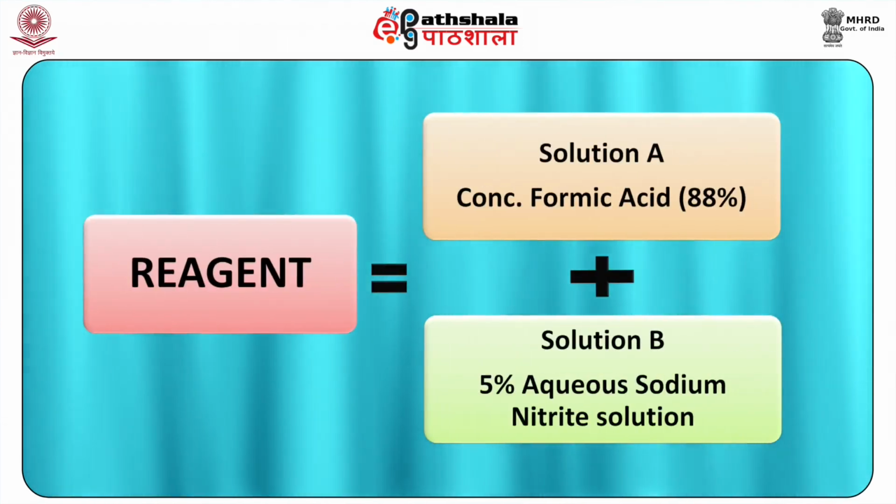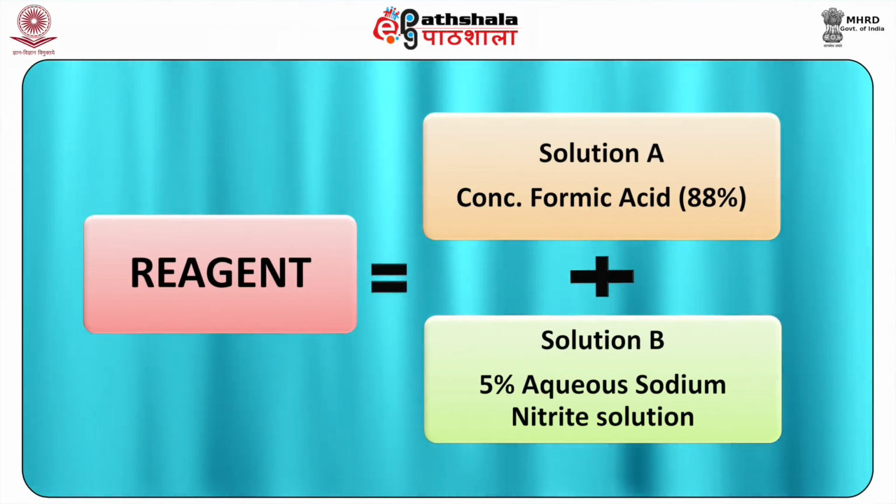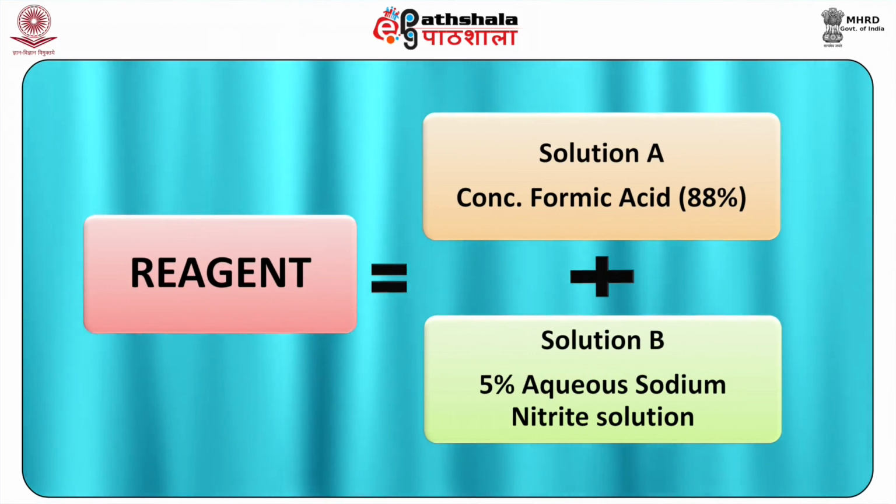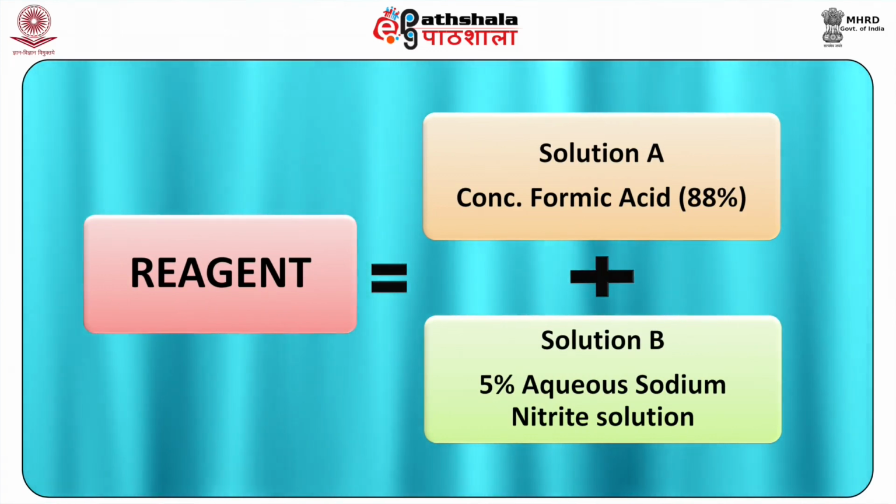Next comes the Fischer-Morris test. For preparation of reagent, reagent A is concentrated formic acid and reagent B is 5% aqueous sodium nitrite solution. 5 drops of reagent A and 3 drops of reagent B are added to the sample. After 2 minutes, 15 drops of chloroform are added and the color of the layers is observed. Heroin, diphenhydramine and diazepam can be detected by this test.